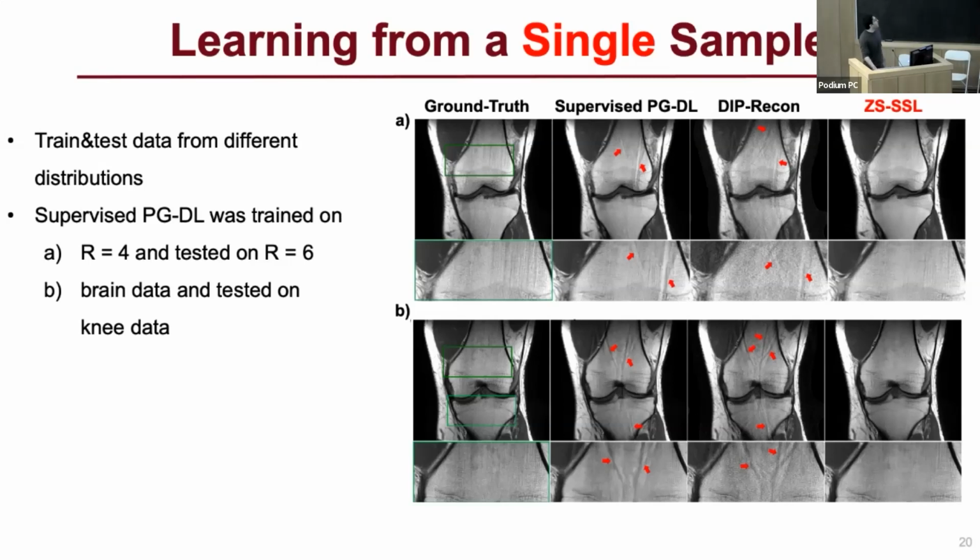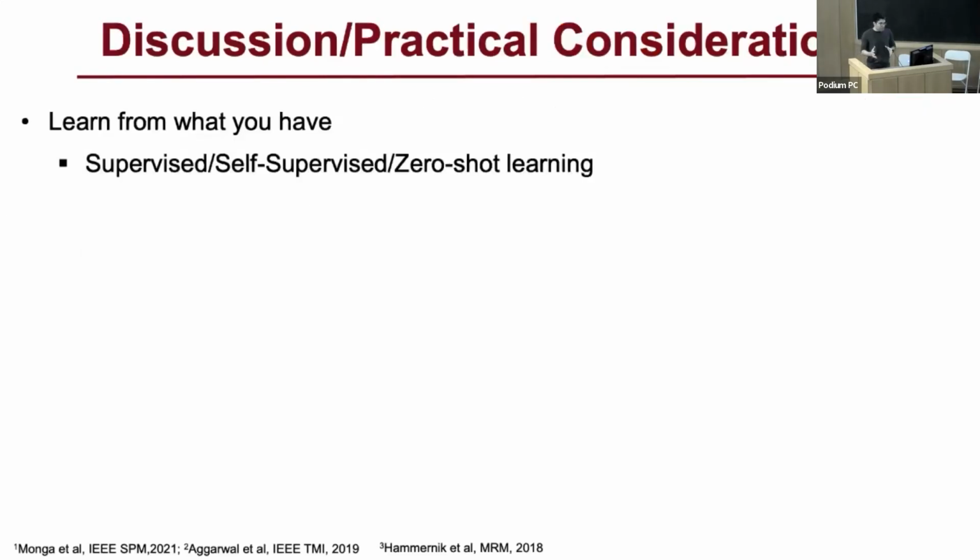So what we show is that you have different options for your data. If you have labeled data, you can do supervised learning. If you don't have labeled data, do self-supervised learning. And if you don't even have a data set, you can do zero-shot learning. Of course, there are some other learning options like semi-supervised learning. You can also do those.